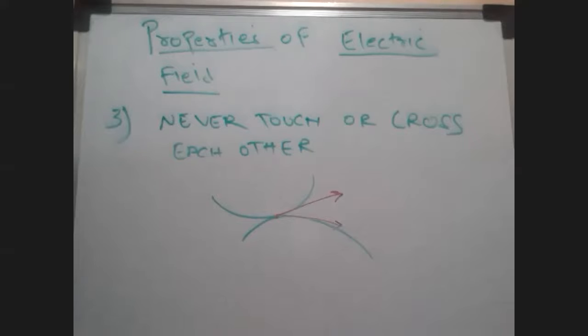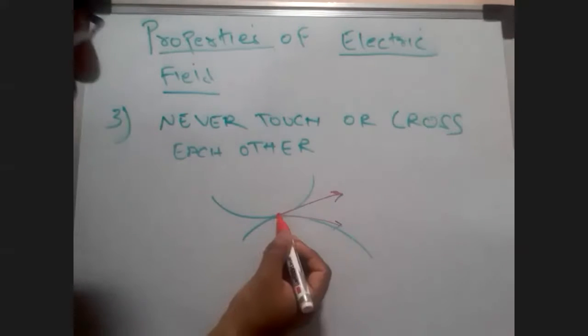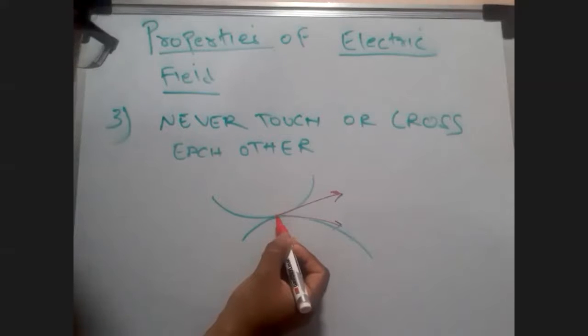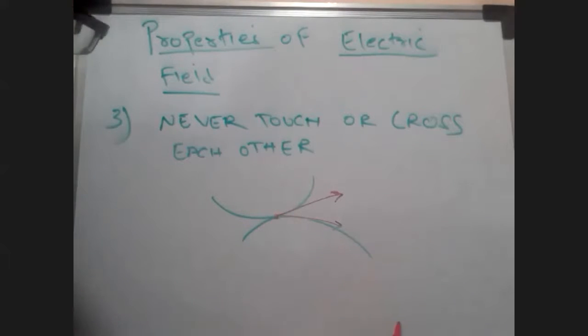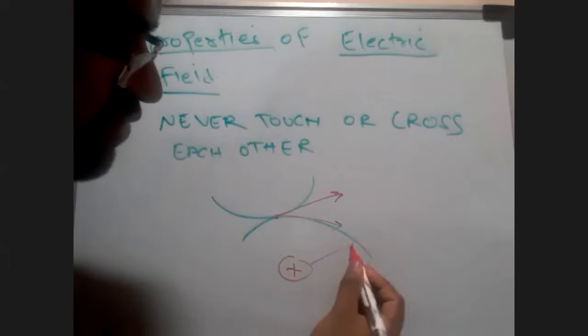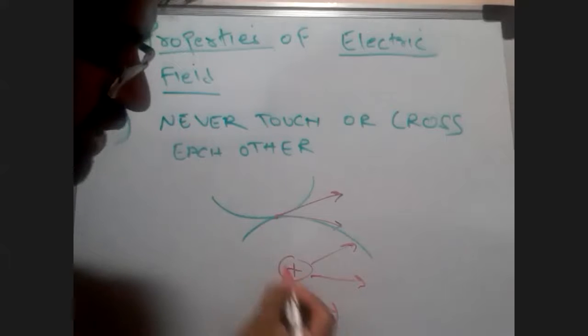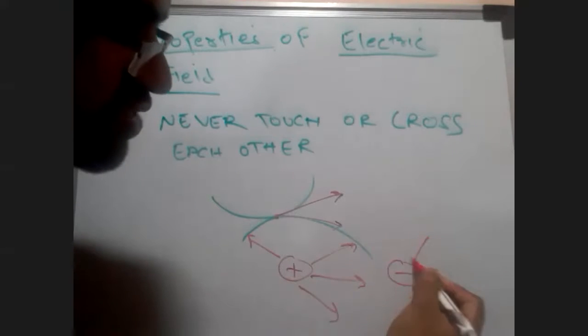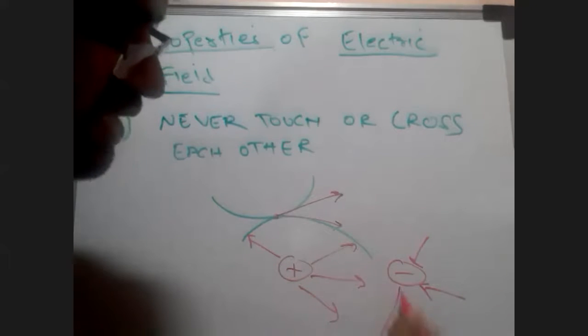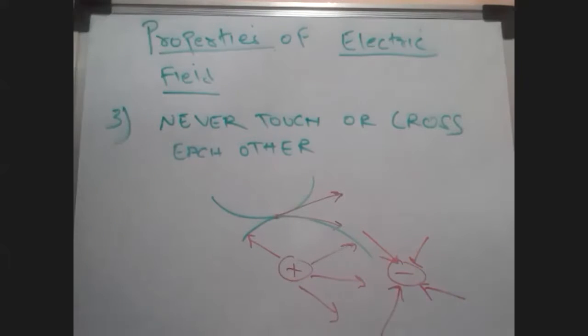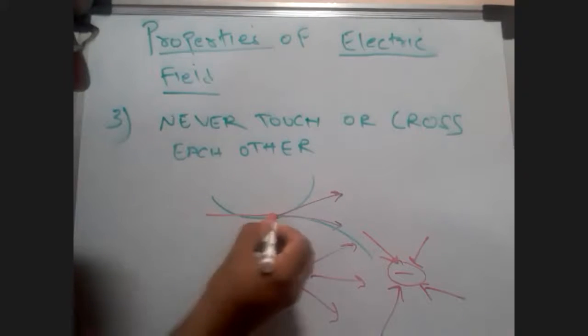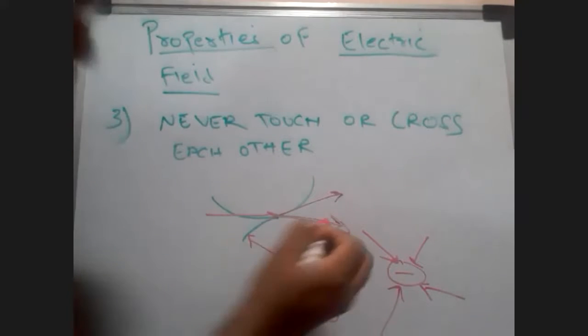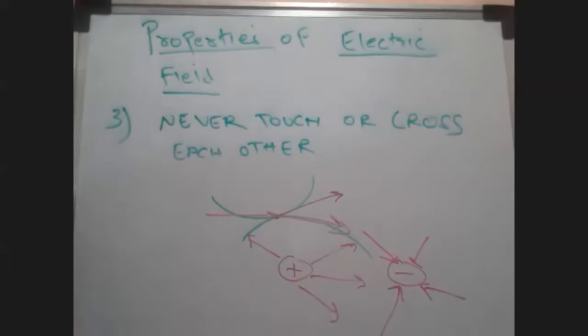They never touch each other. What else can it mean? It simply means that there is a point at which lines are contracting as well as emerging out. That is also not possible, because only a positive charge gives out electric field lines, and a negative charge absorbs electric field lines. There cannot be a point which is both taking in and passing out electric field lines. So this is incorrect.